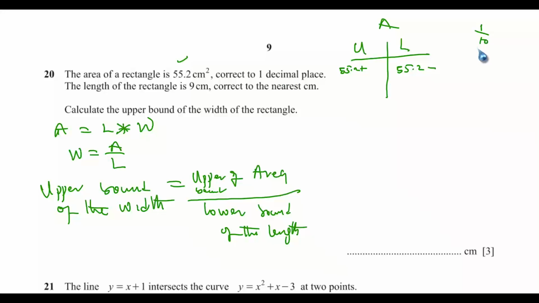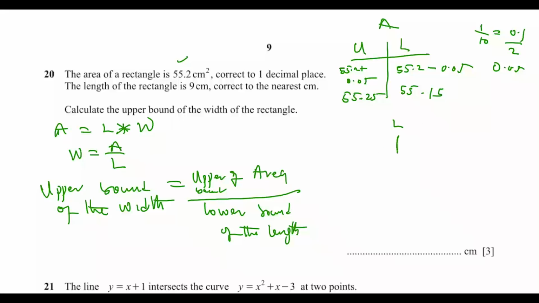Tenth means 1 out of 10, which is the same thing as 0.1. When you divide by 2, that will be 0.05. So that is what we need to add and subtract respectively: plus 0.05, minus 0.05. So the upper bound will be 55.25 and the lower bound will be 55.15. So let's write this very well, 55.15.